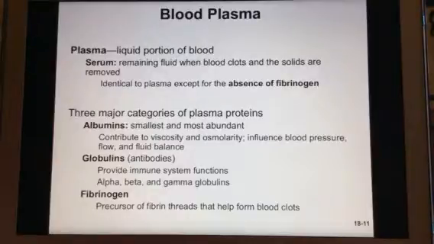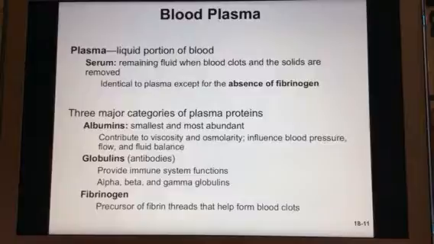The plasma is the liquid portion of the blood. The serum is the remaining fluid when the blood clots. So when the blood clots, all of the cells are headed to the clot, and the solids are removed, then what's left is just the serum. It's identical to the plasma, except it doesn't have the protein called fibrinogen, because that is involved in the clotting process, which we will get to.